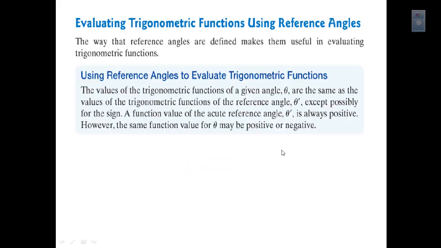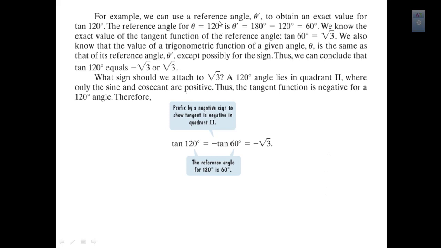Now, let's actually do one of these. Using reference angles to evaluate trig functions, the values of the trig functions for a given angle theta are the same as the values of the trigonometric functions of the reference angle theta prime, except possibly for the sign. A function value of the acute angle theta prime is always positive. However, the same function value for theta may be positive or negative. For example, we can use a reference angle theta prime to obtain an exact value for the tangent of 120. The reference angle for theta equals 120 is theta prime equals 180 degrees minus 120 degrees, or 60 degrees.